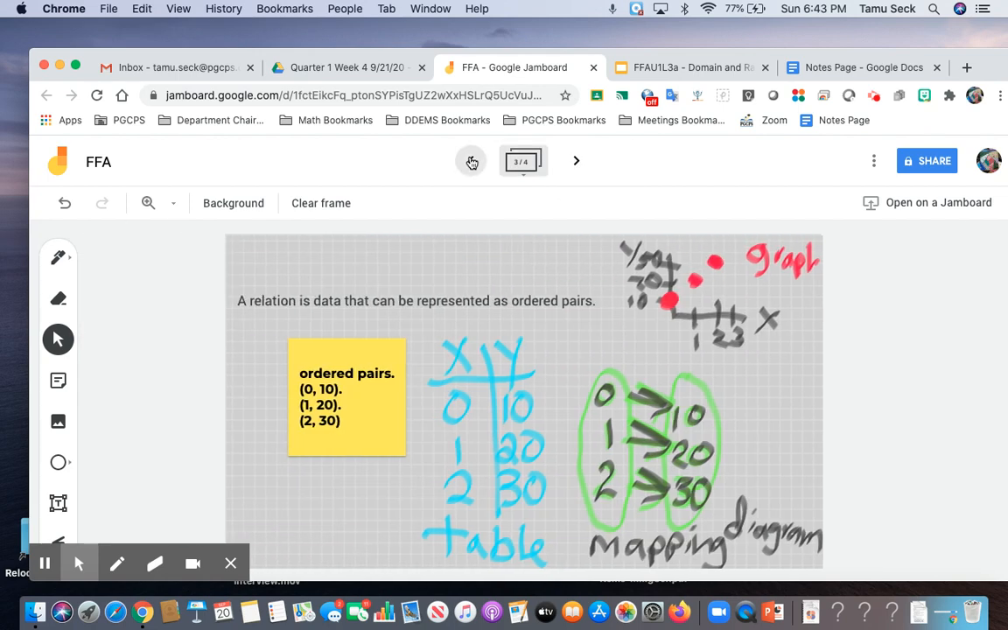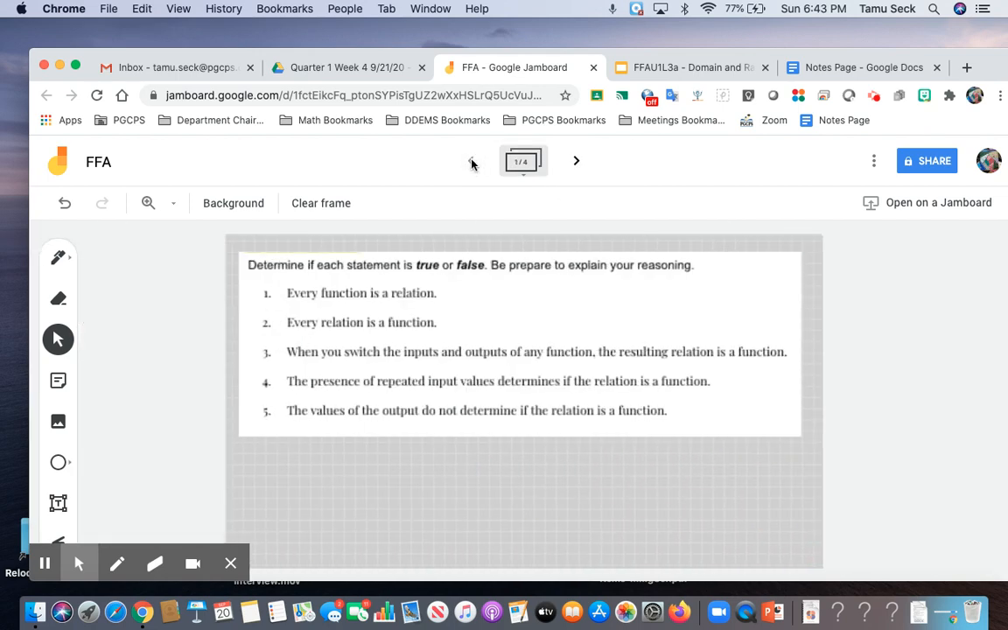Okay, so now let's go back to the question at hand. So question number 1. Every function is a relation. So yes, for it to be a function, it can be represented as ordered pairs. So this answer is true. Every relation is a function. No, not every relation is a function. It's only a function if every input has exactly one output. That should be false. Okay, so let's put an F here.